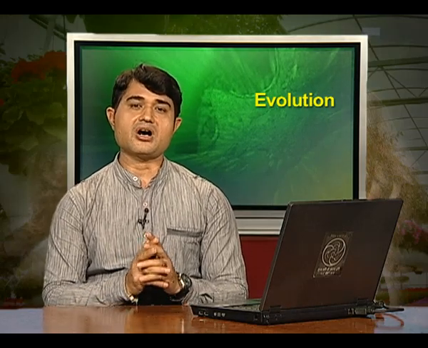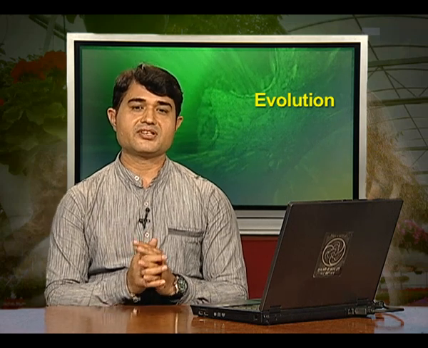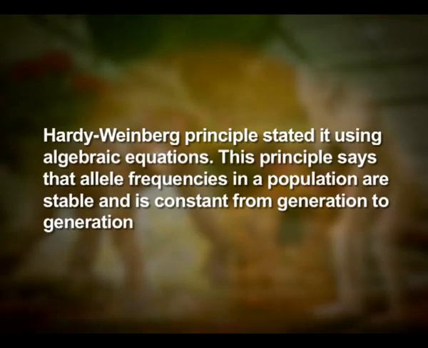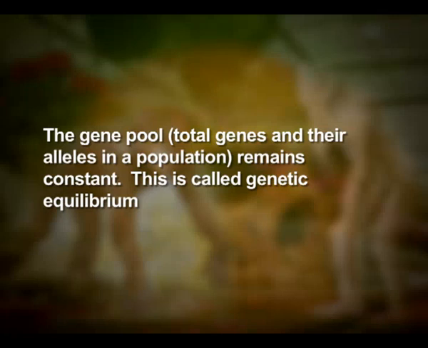In a given population, one can find out the frequency of occurrence of alleles of a gene or a locus. This frequency is supposed to remain fixed and even remain the same through generations. The Hardy-Weinberg principle stated it using an algebraic equation. This principle says that allele frequencies in a population are stable and constant from generation to generation. The gene pool, meaning total genes and their alleles in a population, remains constant. This is called genetic equilibrium.